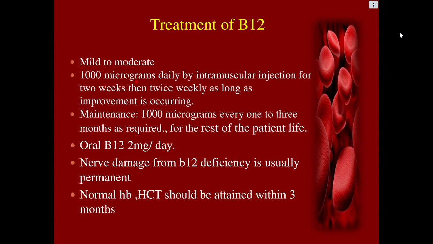So we said mild to moderate is 1,000 micrograms of vitamin B12. Here we are talking about treatment with vitamin B12 IM for 2 weeks, then twice weekly as long as improvement is occurring. Maintenance dose is 1,000 micrograms every 1 to 3 months as required for the rest of the patient's life. This patient will be getting 1,000 micrograms of vitamin B12 for the rest of his life.